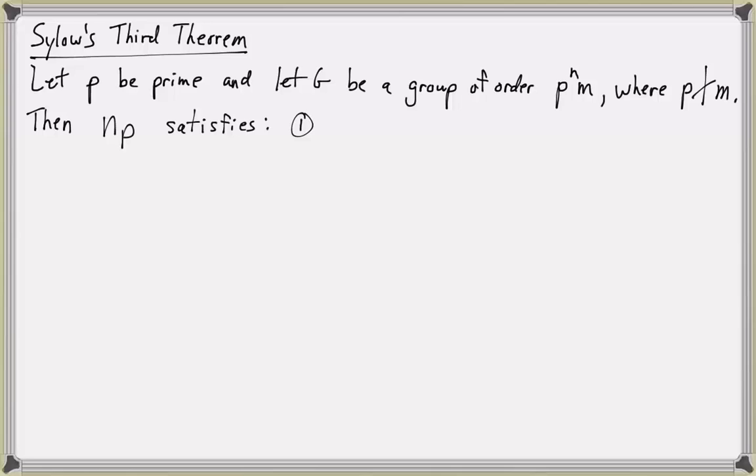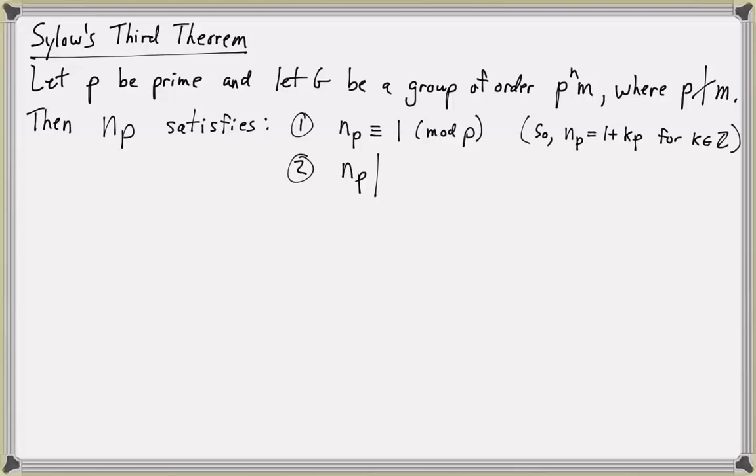First, n sub P is congruent to 1 mod P. So in other words, the number of Sylow P subgroups is equal to 1 more than a multiple of P. And secondly, the number of Sylow P subgroups divides m, where m comes from the order of the group G, which is P to the n times m.